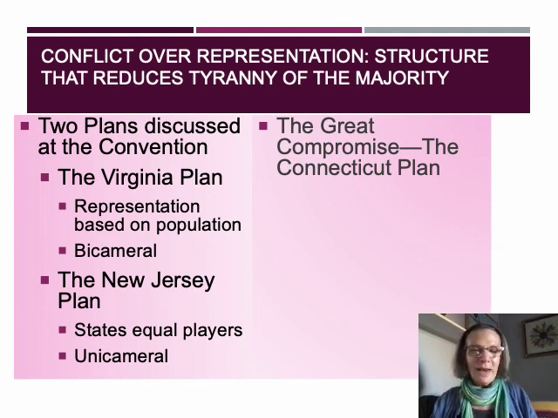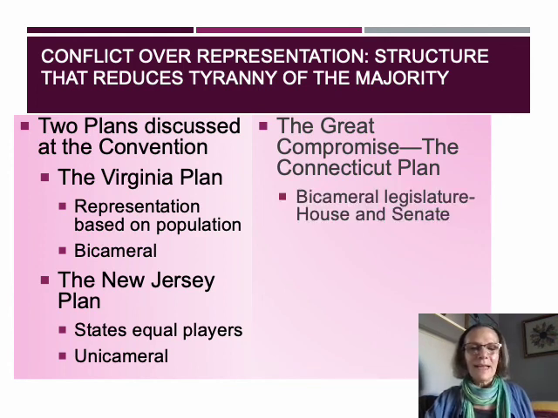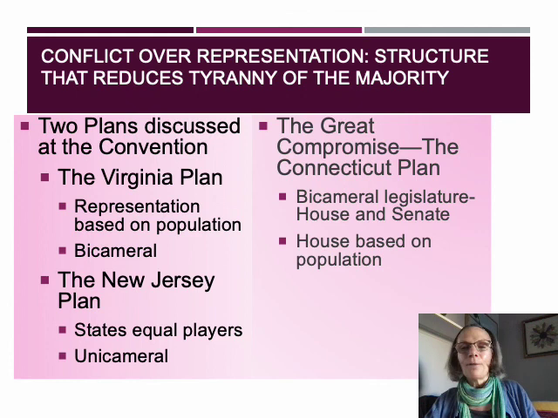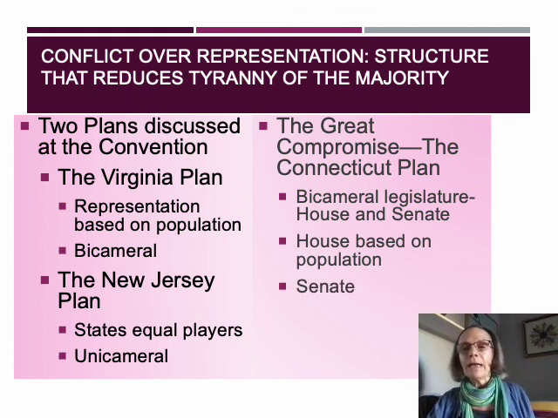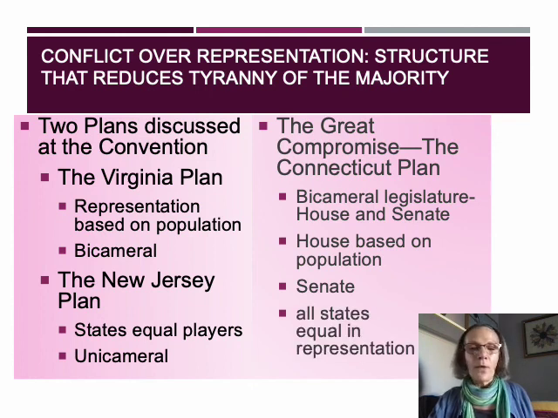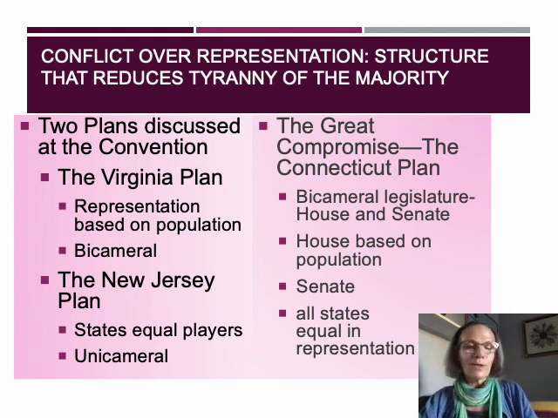Okay. And so Connecticut put forward the Great Compromise. And the Great Compromise takes a little bit from both. It has a bicameral legislature, the House and the Senate. Only the House is based on population. The Senate, as we know, every state gets 2 senators. And that also means that all states are equal in representation. And they also adopted separation of powers, so that not all the power was consolidated into the hands of a Congress.